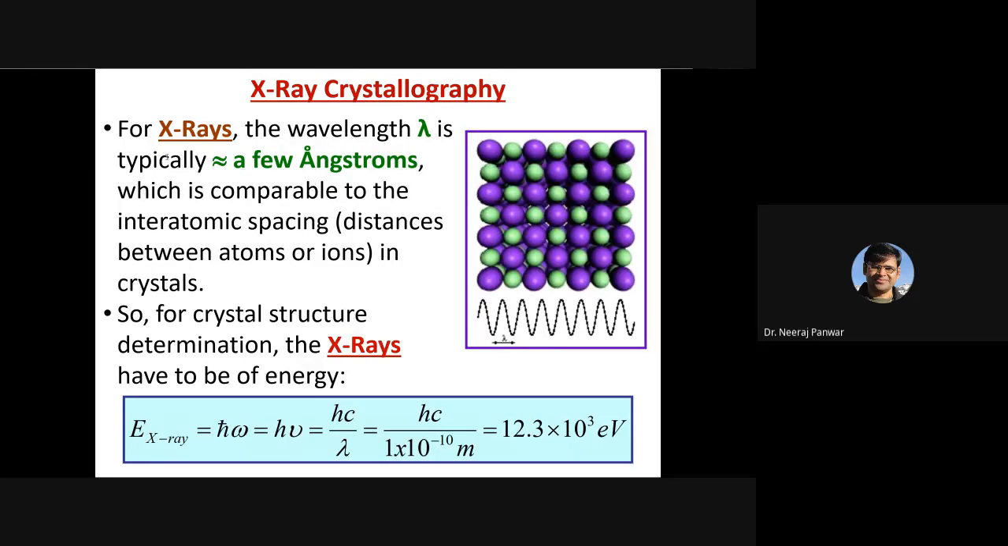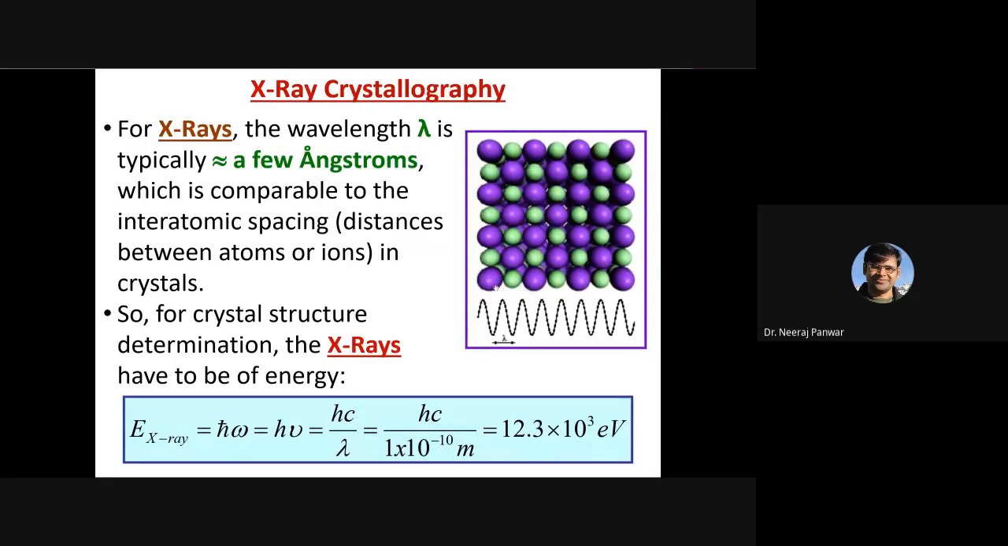So we have already said that we are going to use X-rays to study a solid in which the atoms are arranged in a periodic fashion. For example, this is a solid which you can consider to be like the sodium chloride structure, in which the purple spheres represent the chloride ion, and the smaller green spheres represent the sodium ion.